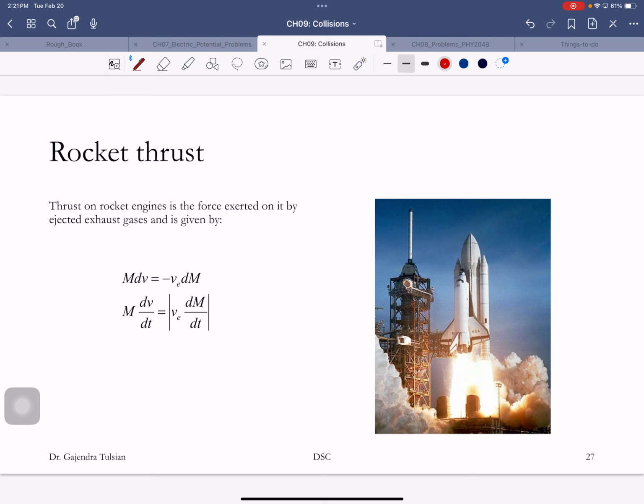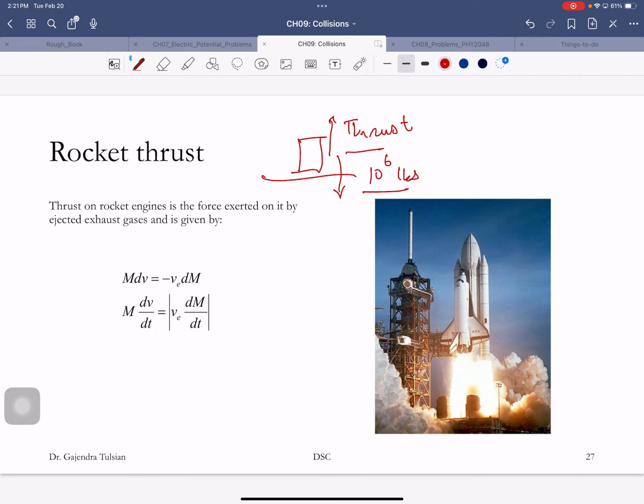One of the things that the rocket has to face is, here's a rocket sitting on the launch pad. Let's say it weighs 1 million pounds. This is the thrust of the rocket. So if it has to lift off, the thrust had better be greater than the weight.